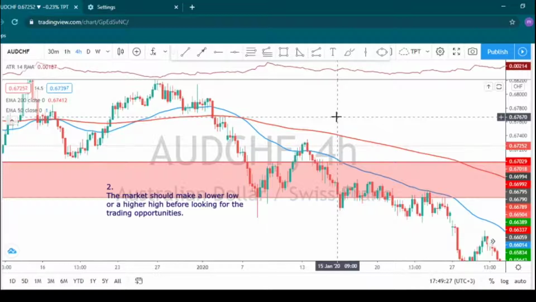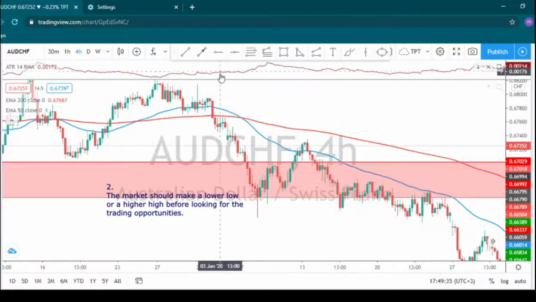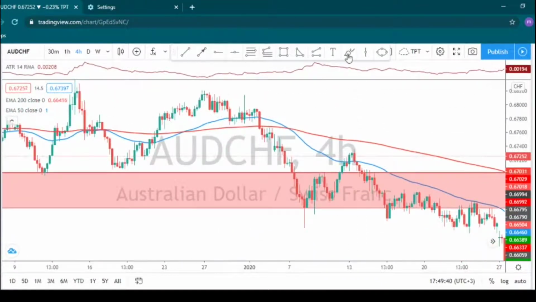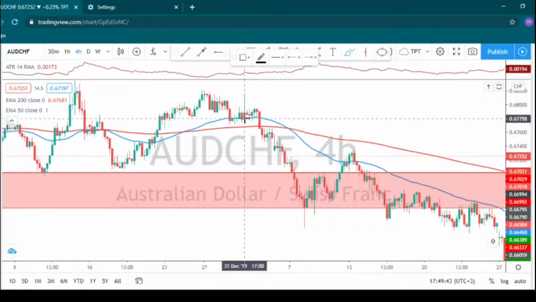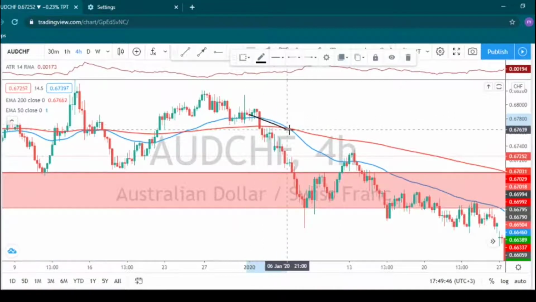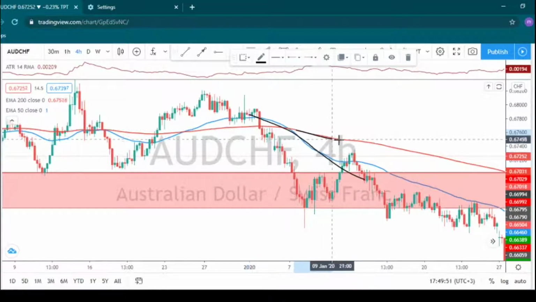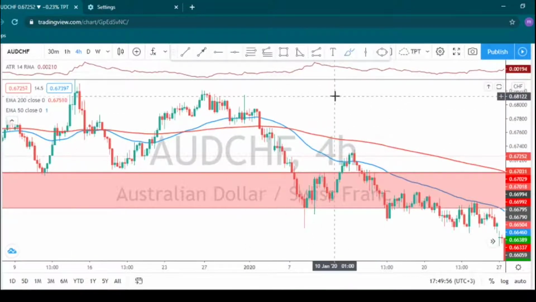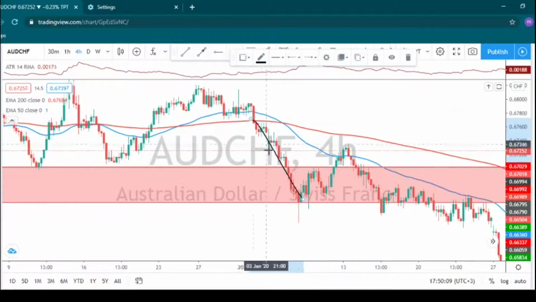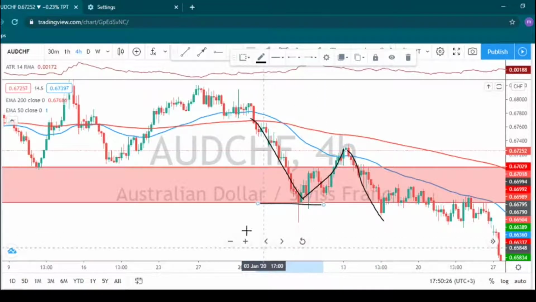The rule number two, the market should make a lower low or a lower high before you get into the trade. What do I mean by that? Now we have this fast moving average, which is the 50 moving average. It has broken and it is now below 200 EMA. In this case, what you have to do is let the market make an impulsive leg, then a pullback. At this pullback now, you have to let the market make another pullback that closes below the previous level of structure. That's your step number two.